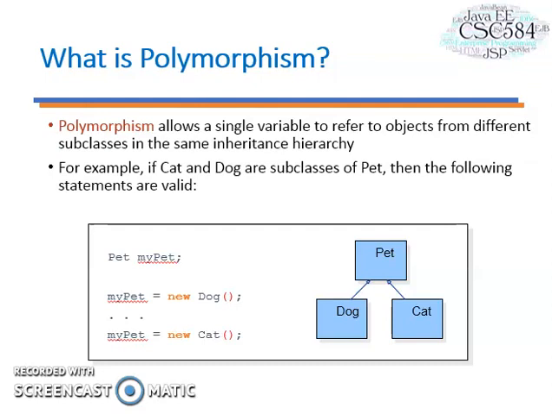It is important to note that the only possible way to access an object is through a reference variable. A reference variable can be of only one type. Once declared, the type of a reference variable cannot be changed. For example, if Cat and Dog are subclasses of Pet, then the following statements are valid: I declare Pet myPet, so myPet is a variable, and then I create a new Dog, and later on I create myPet equal to new Cat.